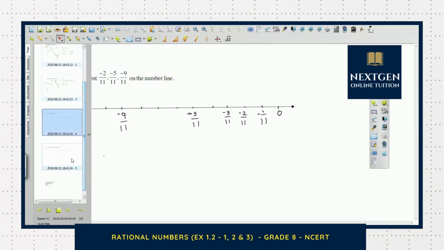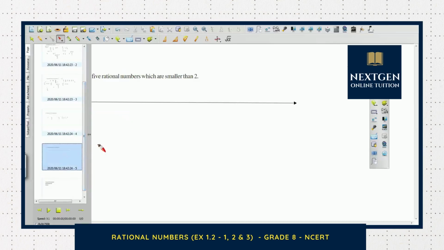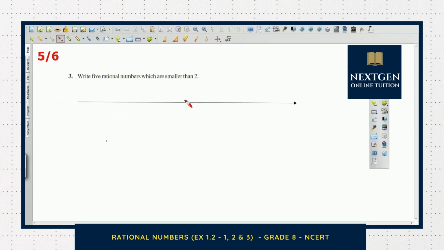And this is our last problem: 5 rational numbers which are smaller than 2. So this is my 2, the number which is marked here on the number line. The numbers less than 2 we can find by counting backward: 1, 0, minus 1, minus 2, minus 3. All these numbers are smaller than 2.